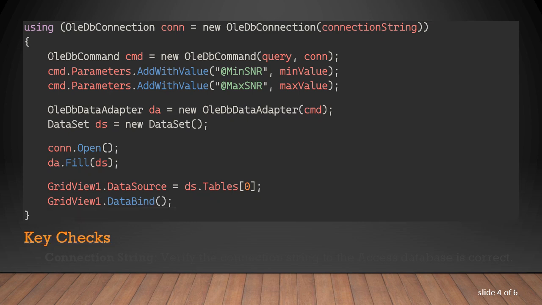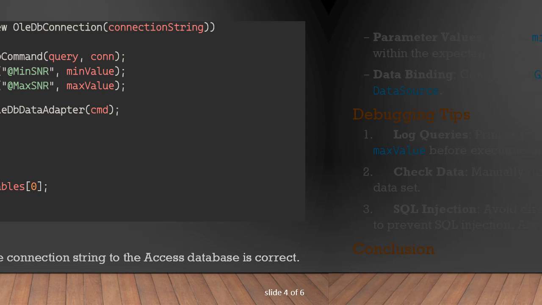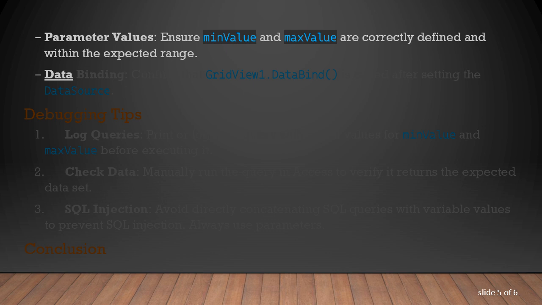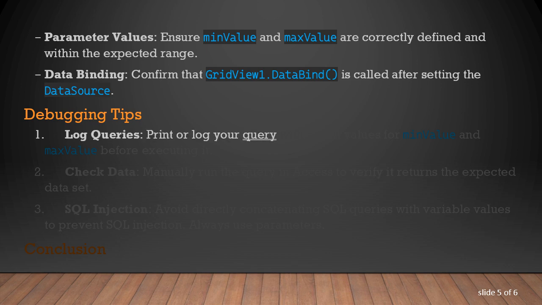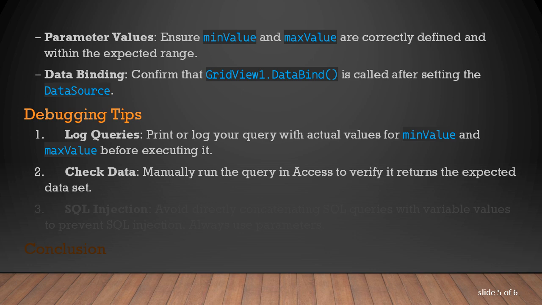Key checks. Connection string. Verify the connection string to the Access database is correct. Parameter values. Ensure minValue and maxValue are correctly defined and within the expected range. Data binding. Confirm that GridView1.DataBind is called after setting the data source. Debugging tips. Log queries. Print or log your query with actual values for minValue and maxValue before executing it. Check data. Manually run the query in Access to verify it returns the expected data set.